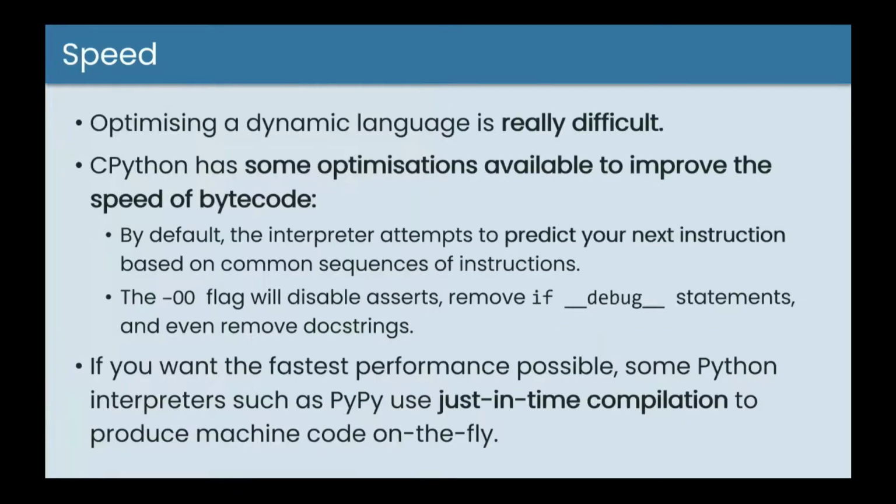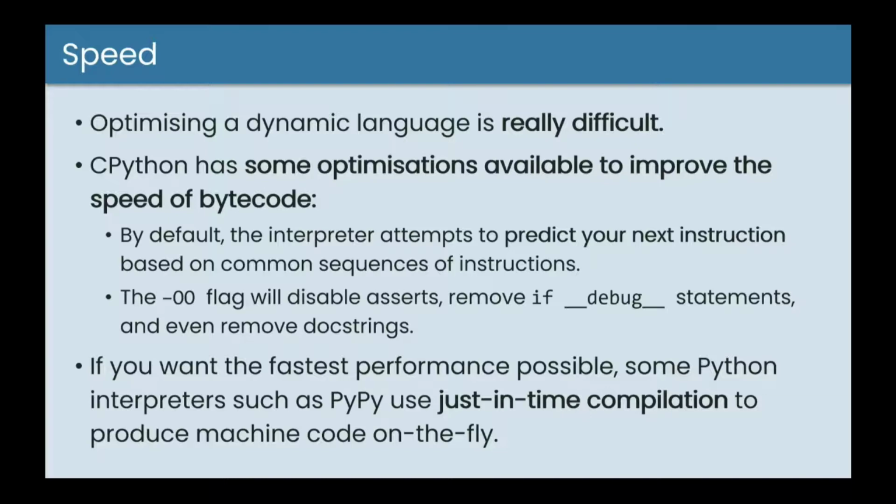But how do we make this fast? It turns out optimizing a dynamic language is actually really hard, because with a dynamic language there are behaviors that could occur that you don't know about. Now, one of the optimization steps that CPython actually took is to use bytecode in the first place, because it's a fair bit faster than a tree representation like some other interpreted languages use. But it does have some other optimizations as well that can speed things up a little bit.